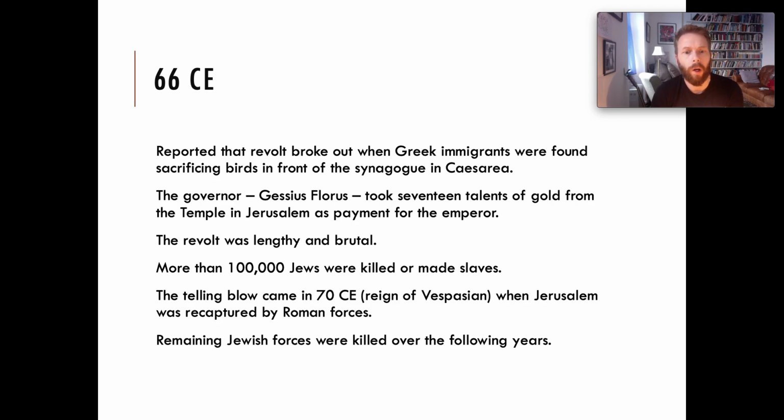lengthy revolt. It took 4 years for the Romans to extinguish the main revolt, but it still continued beyond that, I think as far as 73 CE. So you're looking at somewhere between 4 and 7 years for this revolt to take place.